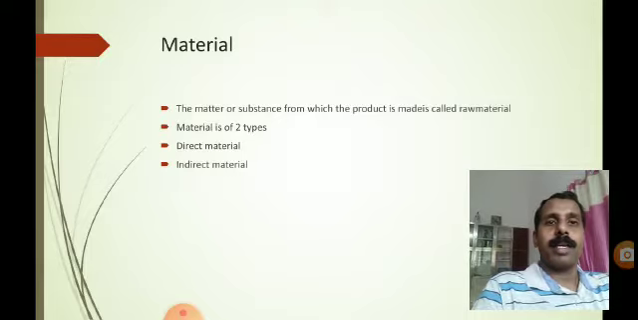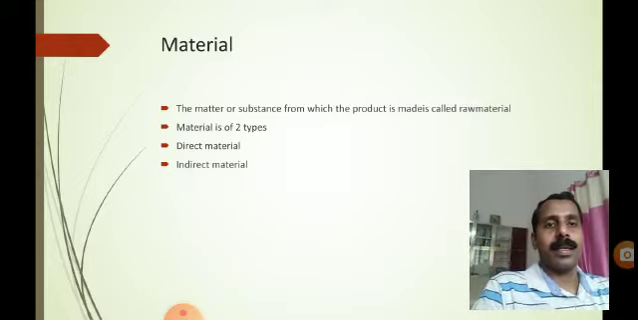Material may be of two types: direct material and indirect material. That is, the first element of cost is material, and it is of two types, direct material and indirect material.